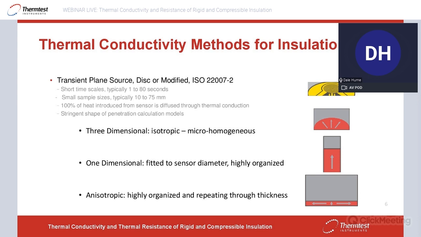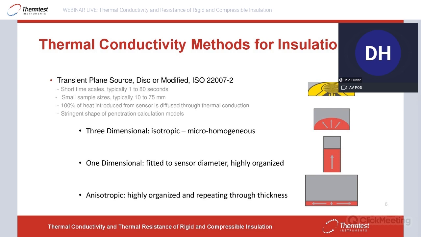Those models, meaning the math that's used to calculate the conductivity from the raw data, assume 100% of the heat introduced from the sensor to the sample diffuses through conduction. Any other mode of heat transfer or any other thermal leakage causes error in the model. The amount of error is determined by the amount of that leakage. Can there be corrections to these if you know specifically what that leakage is, if you know specifically what that effect is that's causing a misrepresentation of heat diffusion? You might be able to correct for that, but that's quite complex.